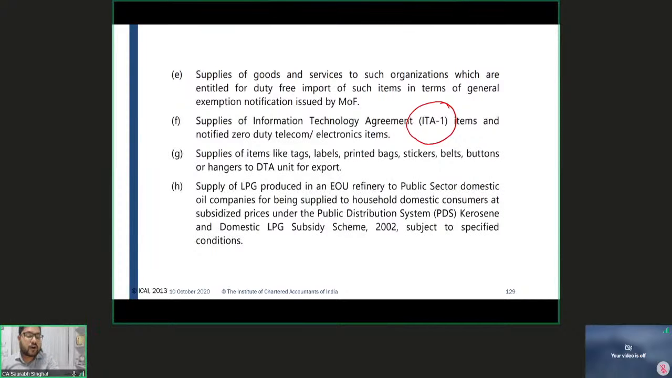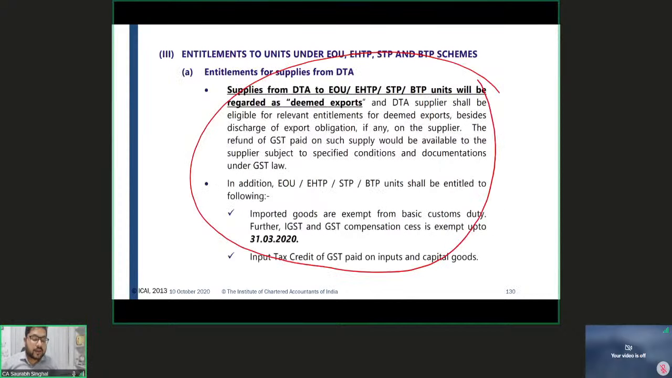So we have discussed this. What are the entitlements? Entitlements are import of goods exempt from basic customs duty and IGST. Now this has been extended to 2021. So read it like that.